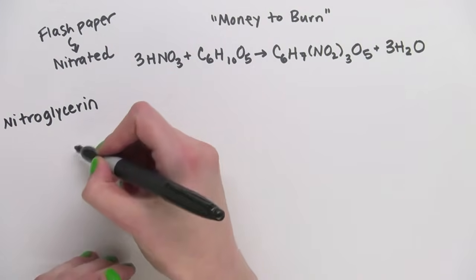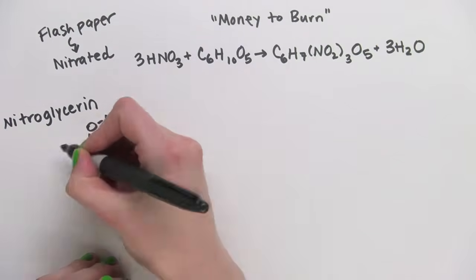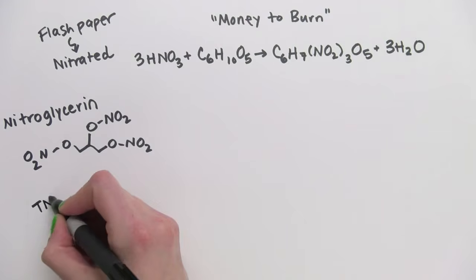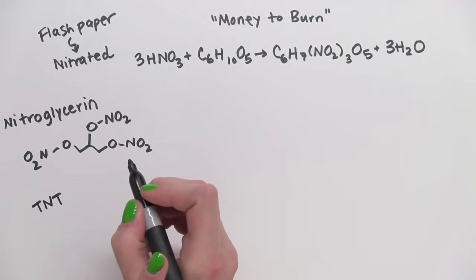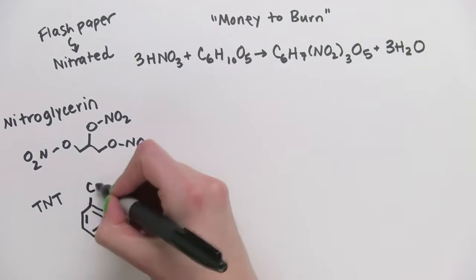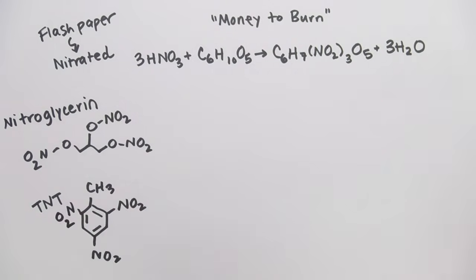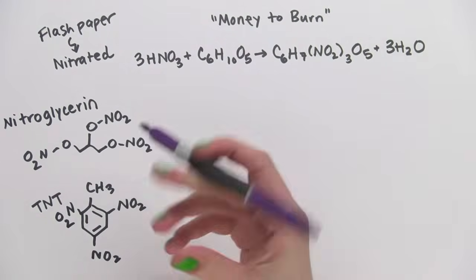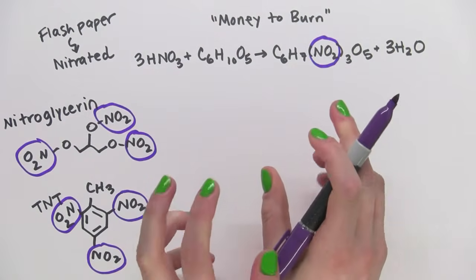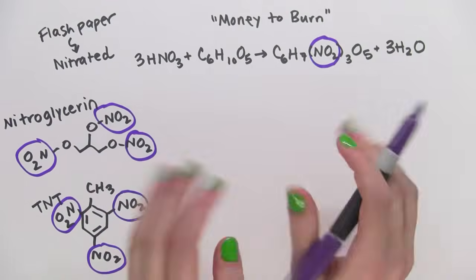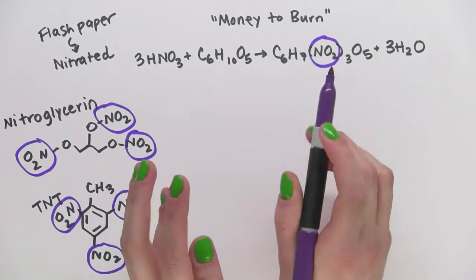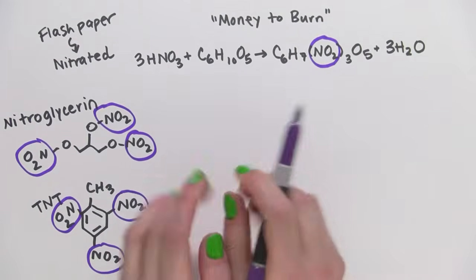which looks like this. It's an explosive liquid, or TNT, which actually stands for trinitrotoluene. It looks like this. So all of these molecules have nitro groups in them. And it's the nitro, or NO2 groups, that make these molecules explosive. Now let's watch what happens when Dr. Shakhashiri tries this again, but this time with a real dollar bill.